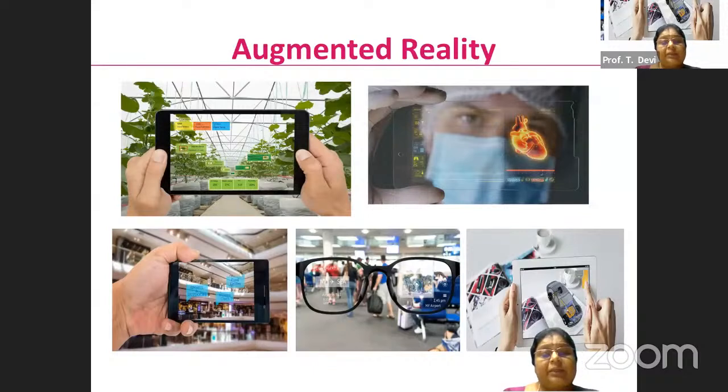Similarly, the doctor is looking at an X-ray and then it shows the functioning of the heart of the patient. This is at the bottom. You are in a shopping mall. You are just using the augmented reality software. It says the cafe is here. See, even the hidden shops will be shown there. The name of the shops or the content in the shop will be shown there.